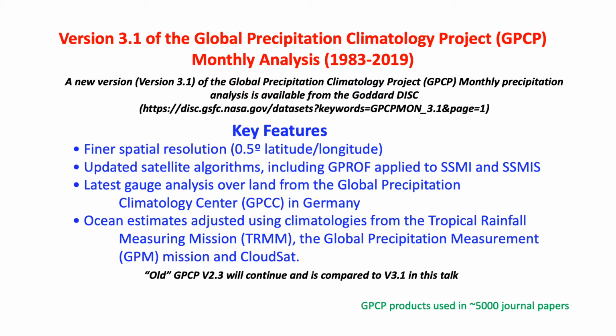It has finer spatial resolution, a half degree, updated satellite algorithms, including GPROF applied to SSMI and SSMIS, latest gauge analysis from GPCC, and ocean estimates adjusted using climatologies from TRMM, GPM, and CloudSat. The old version will be continued and will be compared to the new version in this talk.